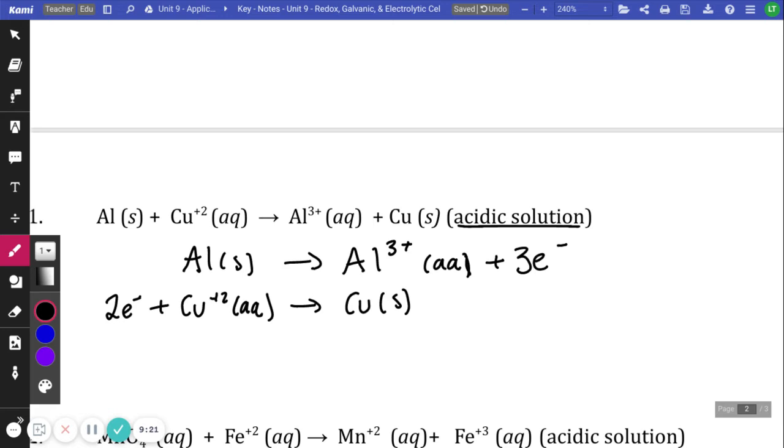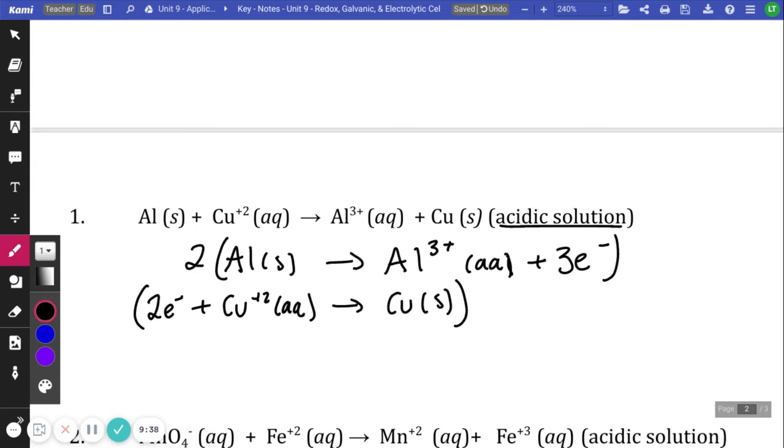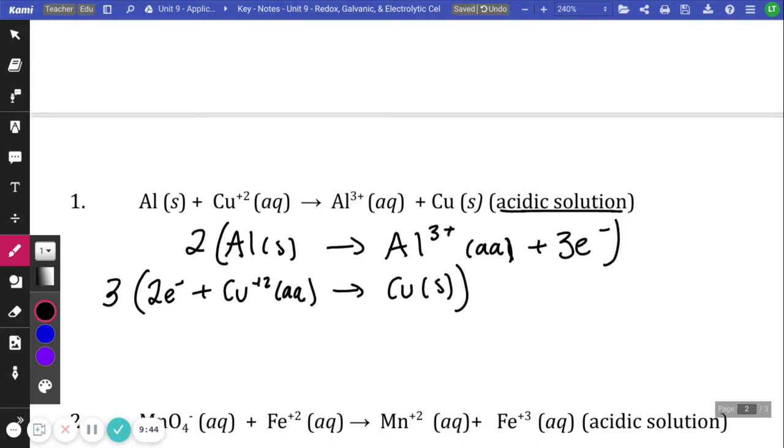Now what we need to do is make our electrons lost equal to our electrons gained. And we're going to do that by multiplying by a factor. So we have 2 and 3, so our common multiple would be 6. So I'm going to multiply my top equation by 2 to get it up to 6, and I'm going to multiply my bottom equation by 3. And I'm just going to go ahead and also add these together at the same time that I'm doing that.